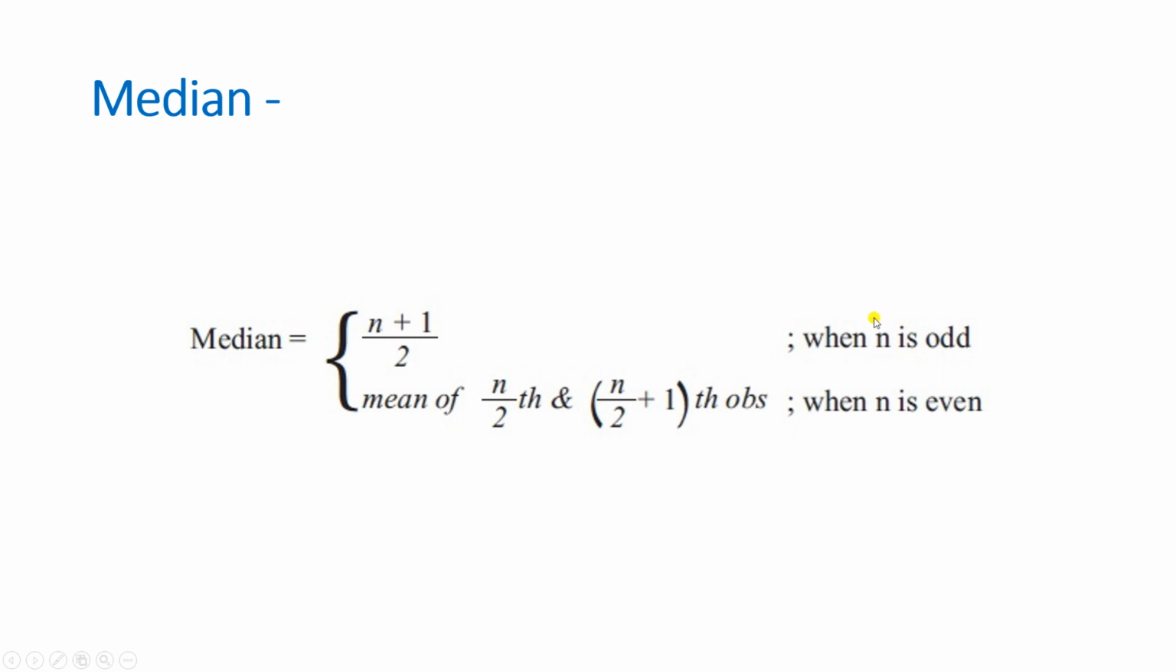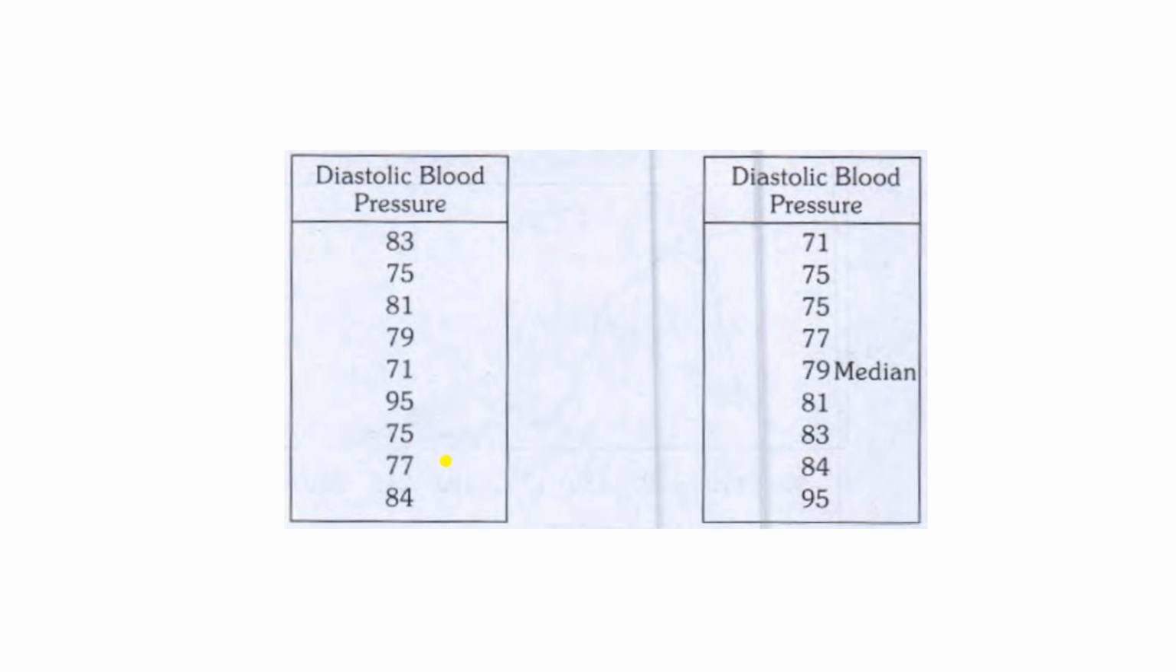So if n, the number of values, is odd, then the (n plus 1) divided by 2th value is your median value. If it is even, then you have to look for the n by 2th value as well as the n by 2 plus 1th value, and you have to average these two values to get your median. Sounds complicated? I will show you the example.